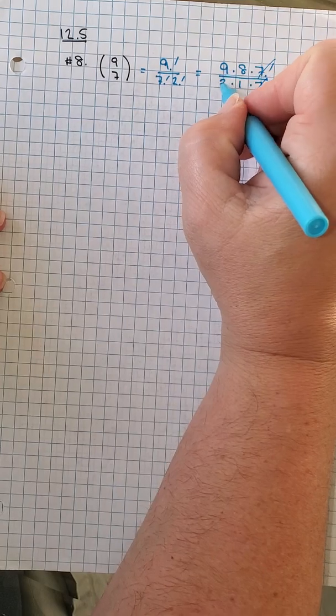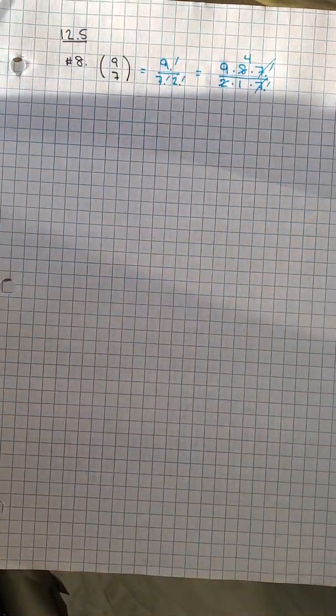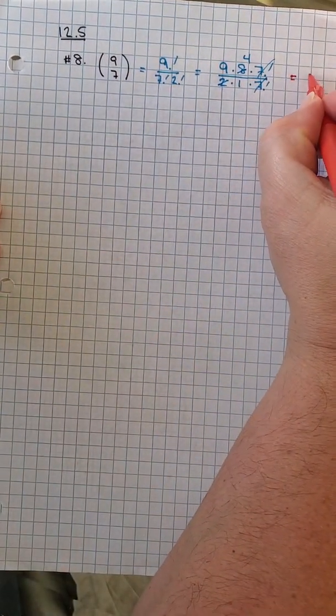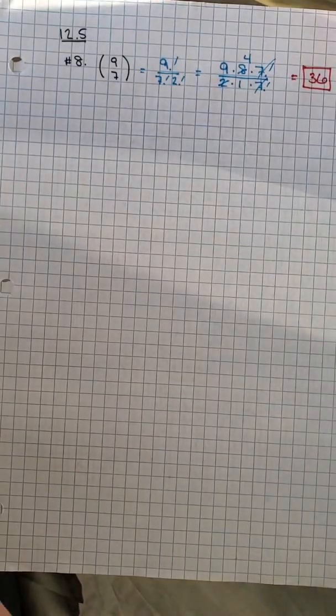And then 2 goes into 8 4 times. So then you just have 9 times 4, which is 36. And that's without a calculator. You can do it with a calculator, of course.